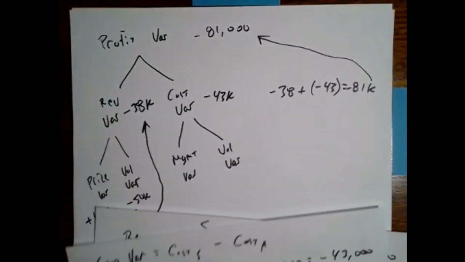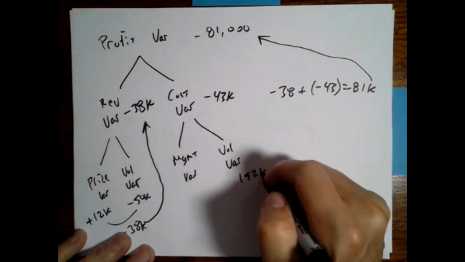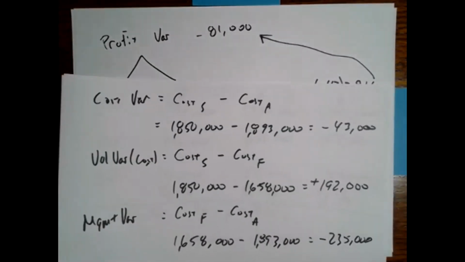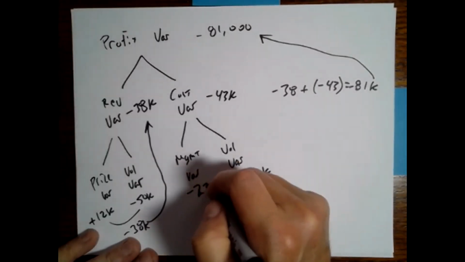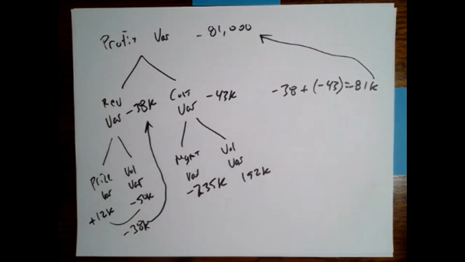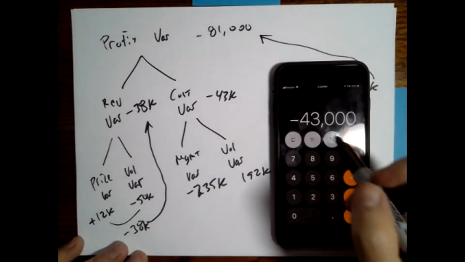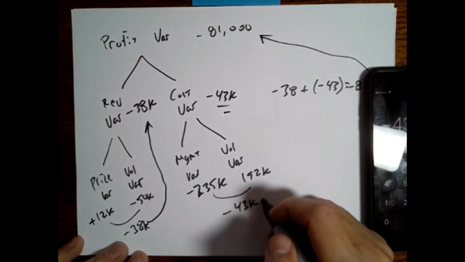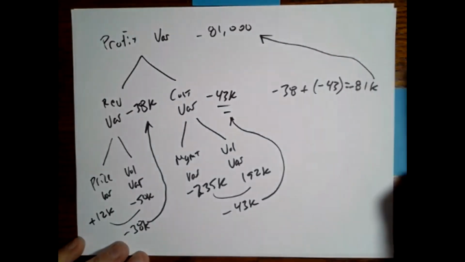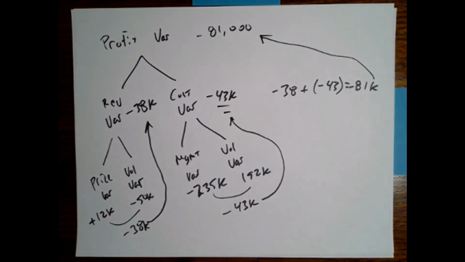So if we now go back to our cost hierarchy here, we came up with volume variance of 192 and management variance of negative 235. So negative 235 plus 192 gives us negative 43, which matches up here. Right? So this is negative 43K, and that matches here. So we have done all of these correctly.